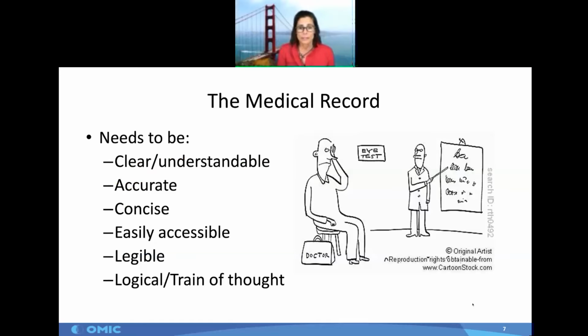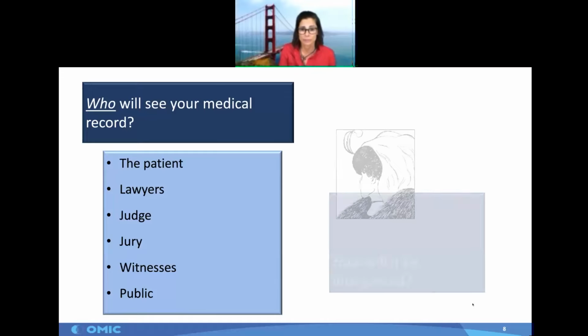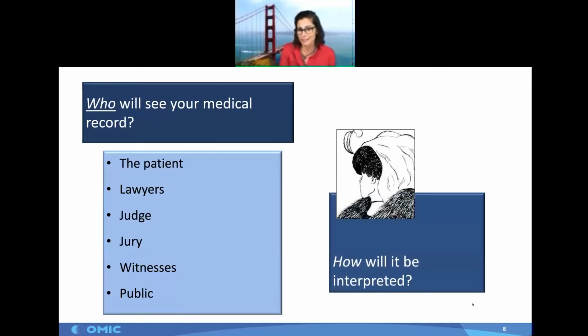What elements need to be included in the medical record? It needs to be clear and understandable, accurate, concise, legible, logical train of thought, and easily accessible. Who will see your medical record? I often say that it's a representation of you before they ever even get to meet you or see you. Lawyers review your medical records, the judge, the jury, witnesses, the public, and of course, the patient. And how will it be interpreted?